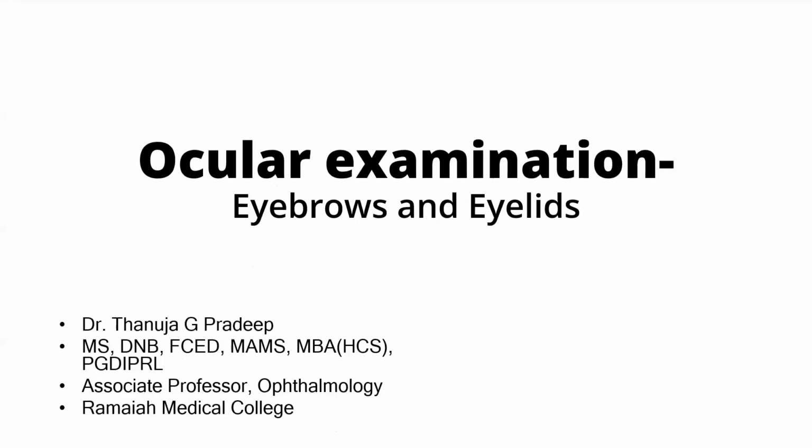So in this video, we'll learn about ocular examination. In this video, I only cover eyebrows and eyelids. What are the things that you look for, and what is normal and what is abnormal? First, let's learn about eyebrows. The first thing you look at in eyebrows is position.